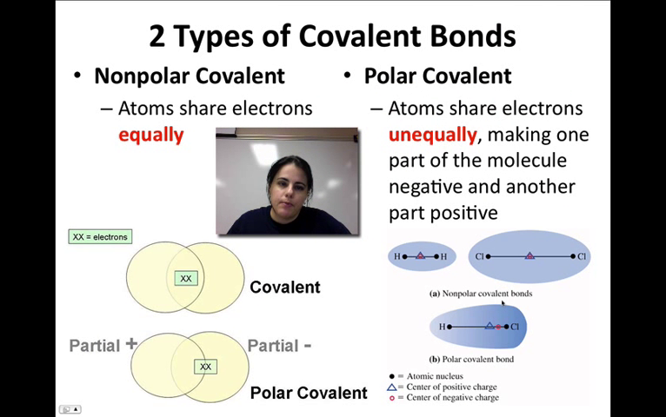There's 2 types of covalent bonds. There's 2 ways that you could share. You could share equally or unequally. If you share equally, it's called nonpolar because they're not being pulled to the poles of the atom or the molecule.